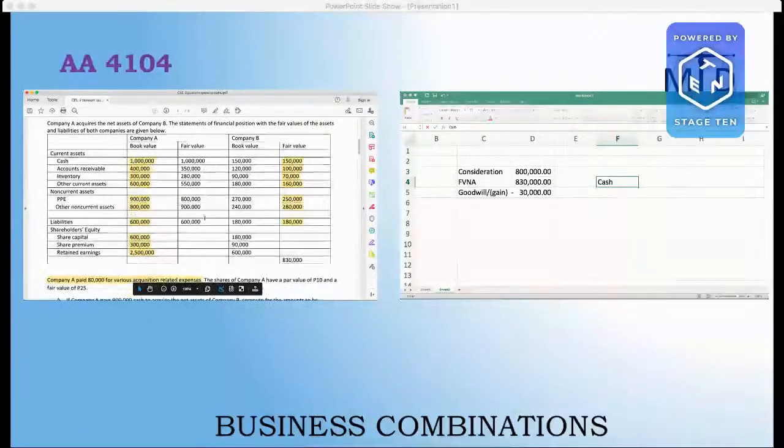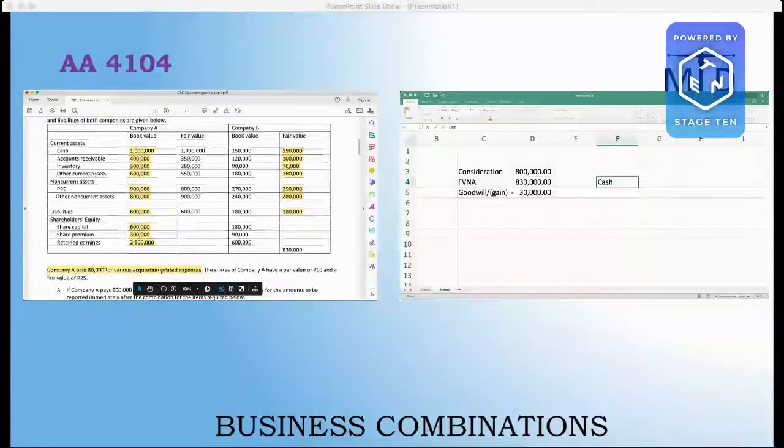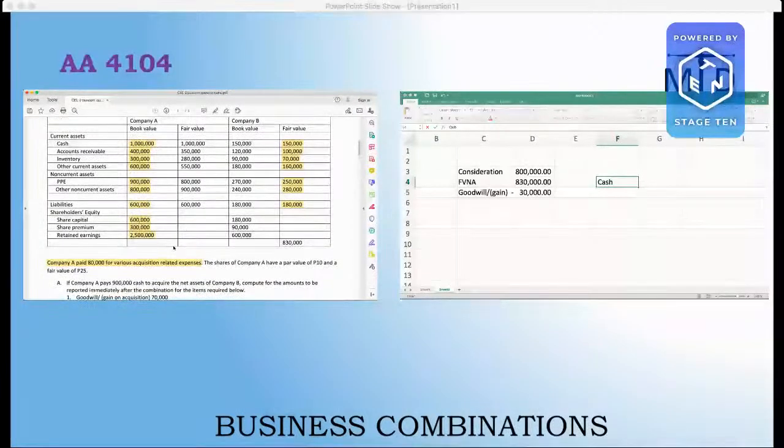And what items normally require payment in a business combination transaction? Number one is your acquisition related costs. And again, just like in scenario A, company A paid 80,000 for various acquisition related expenses. Will this affect your cash? The answer is yes, because this is taken out of the cash balances of the surviving entity. Okay, so 1 million plus 150 minus 80,000. Okay, and in problem A before, class, that would have been enough, but please be careful.